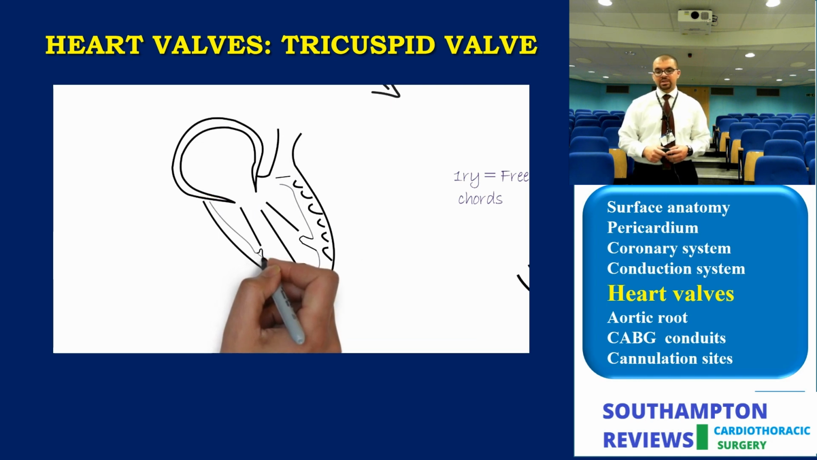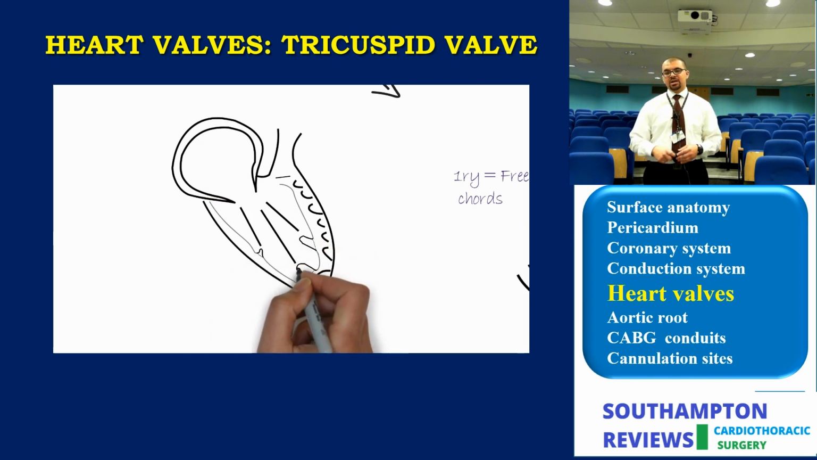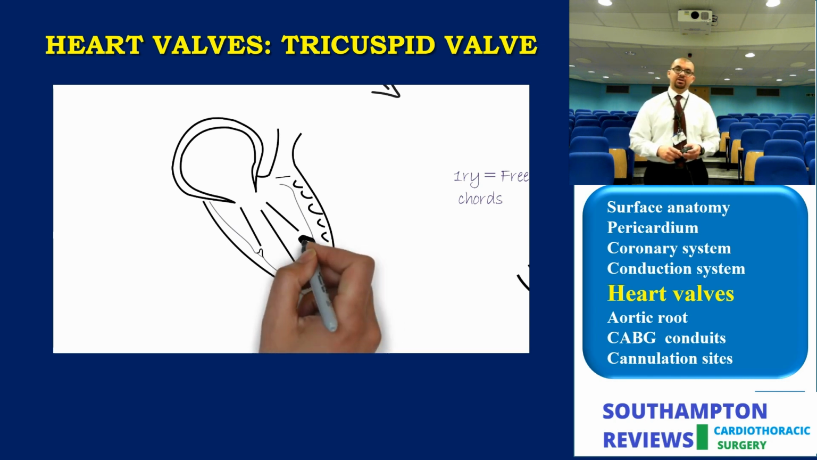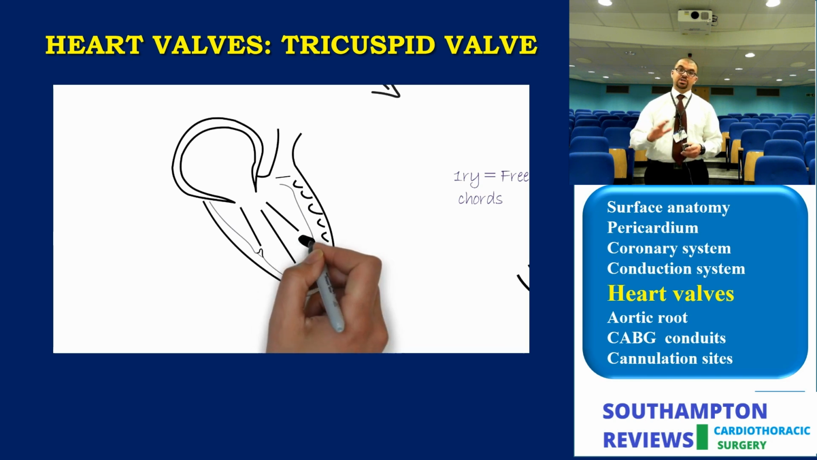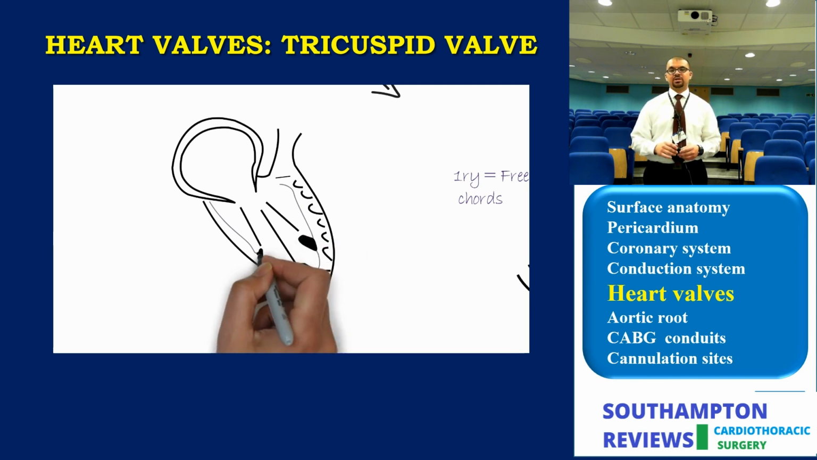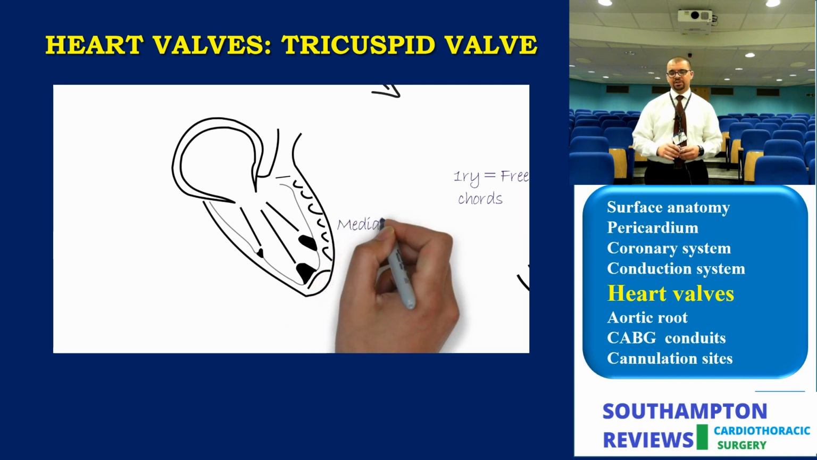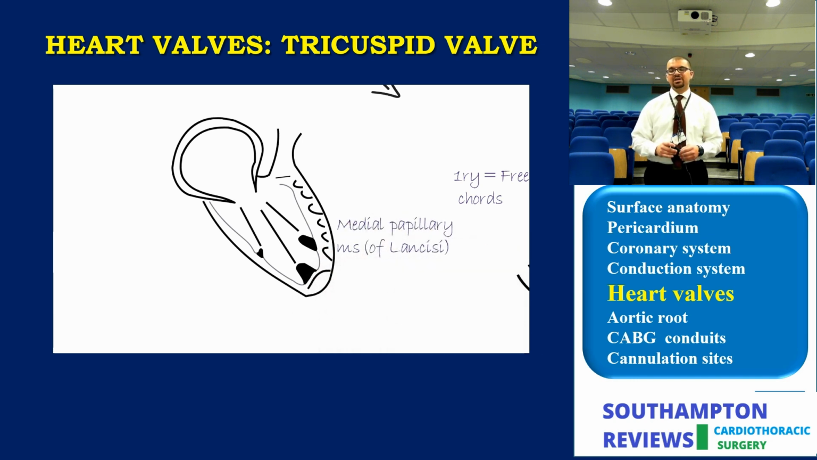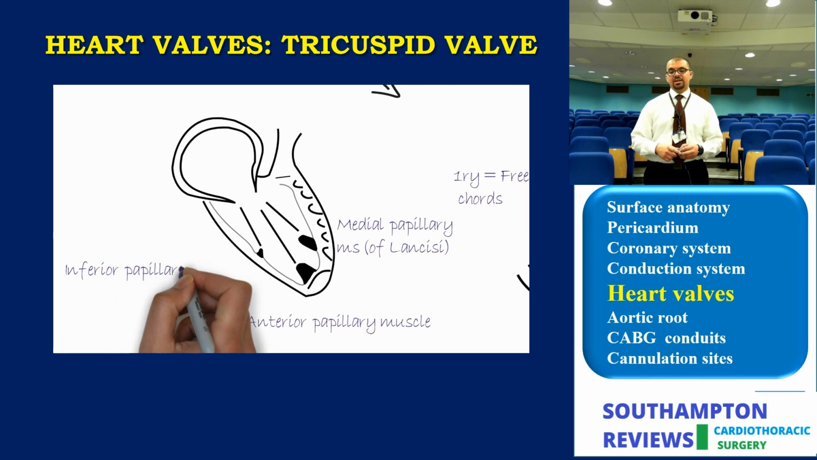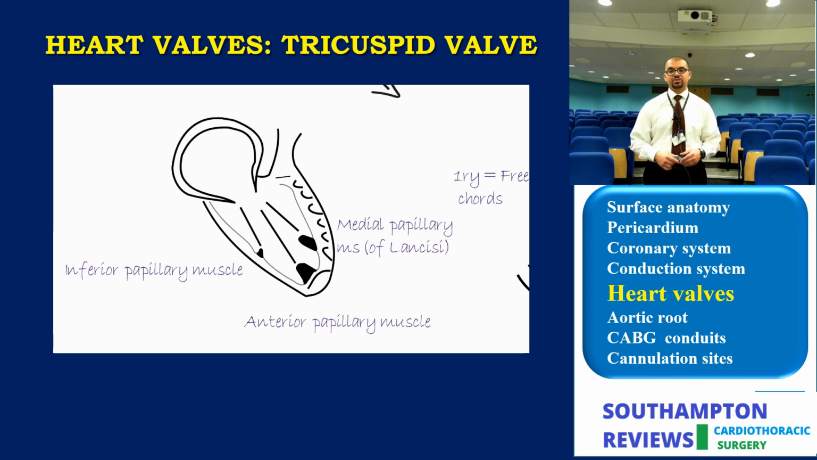Looking in coronal section around the position of the papillary muscles, as you can see, the medial papillary muscle, which is the biggest, gets its attachment from the posterior limb of the septomarginal trabeculation of the infundibulum. It's also referred to as the medial papillary muscle of Lancisi. It has significance because the right bundle branch travels in this area. Then you have the anterolateral, which gets attachment from the moderator band. Again, it's one of the trabeculations of the infundibulum, referred to as the moderator band.